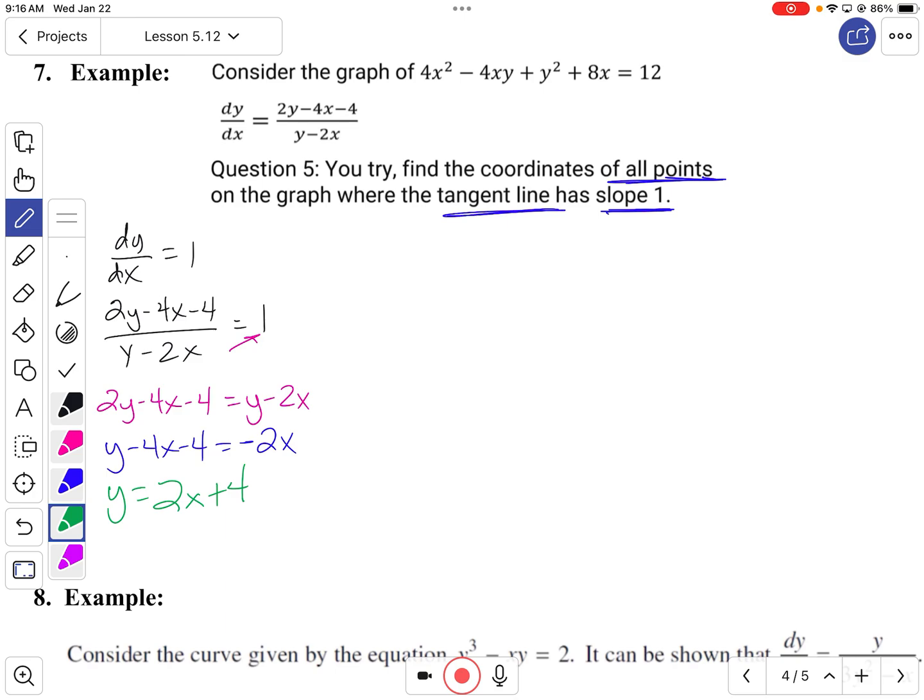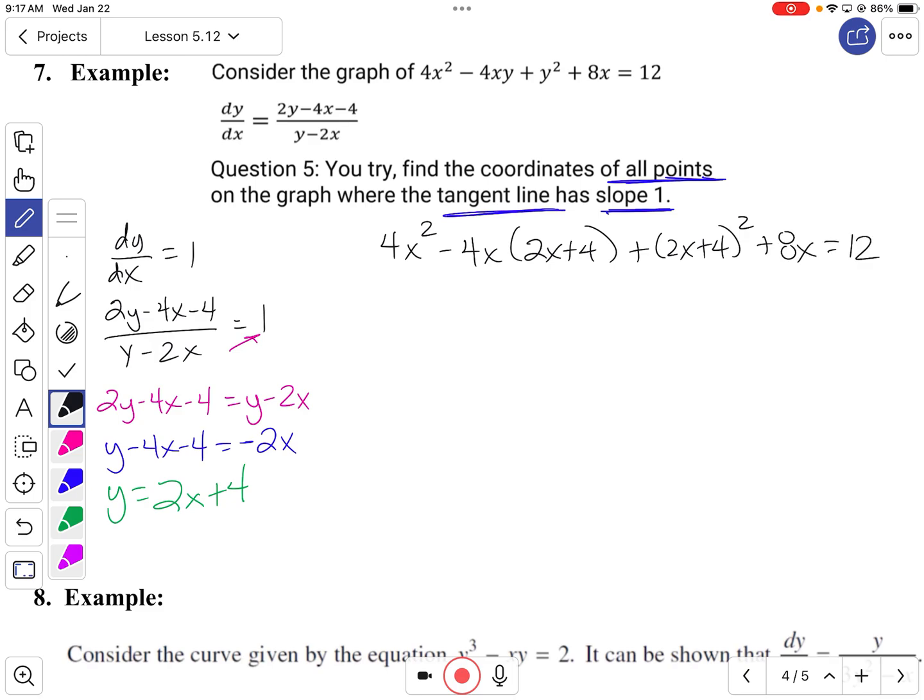All right. What do we do next? What have we been doing? Substitute it back into the original equation. We got to figure out where those x values are. Okay, so that expression for y, we're going to put into the original equation. So 4x squared minus 4x times (2x plus 4) plus (2x plus 4) quantity squared plus 8x is equal to 12. If we're lucky, there'll be just one x value. Good algebra right here. Let's distribute and combine like terms.